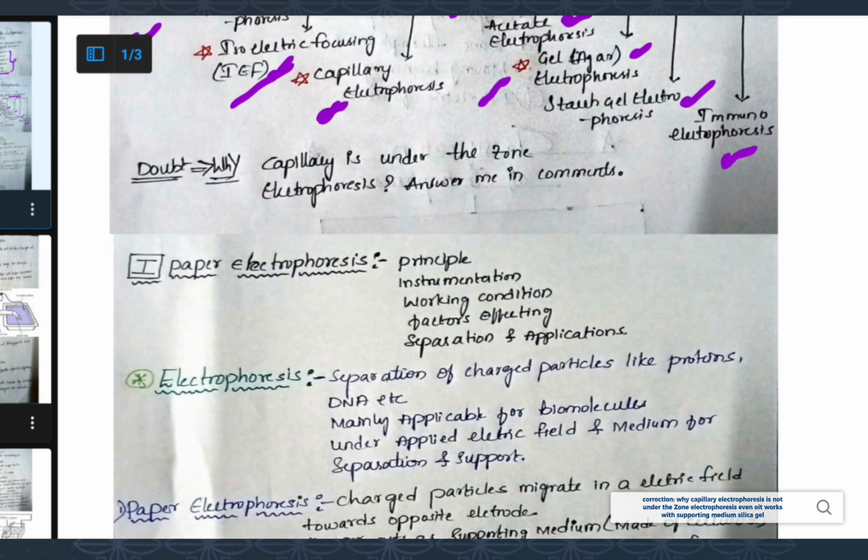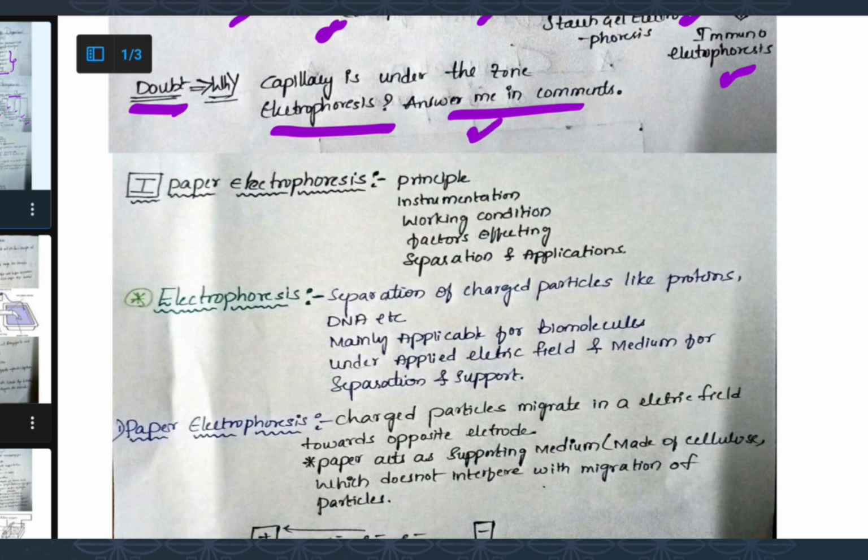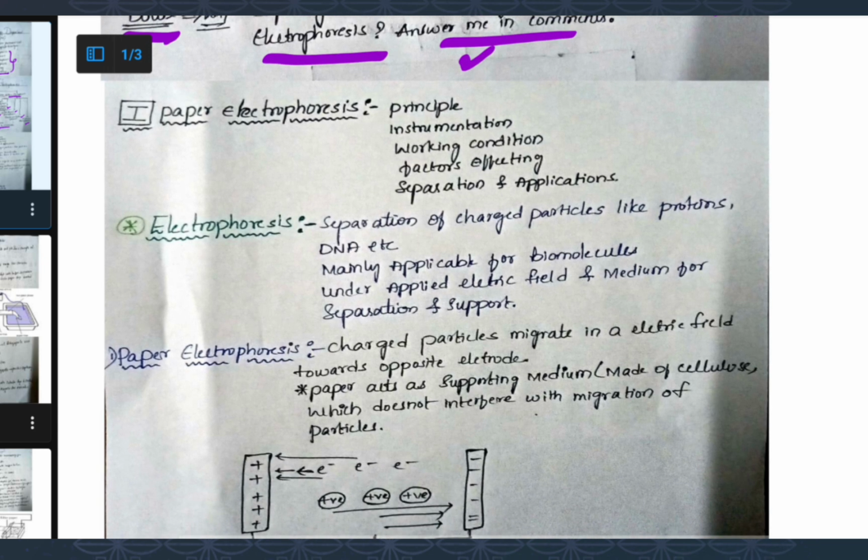Why I wanted to ask you people: why is the capillary under the zone electrophoresis? Answer me in the comments. I will be revealing the answer at the end of the video. Okay, now let's go with paper electrophoresis. In paper electrophoresis, we will be discussing principle, instrumentation, working conditions, factors affecting separation, and applications.